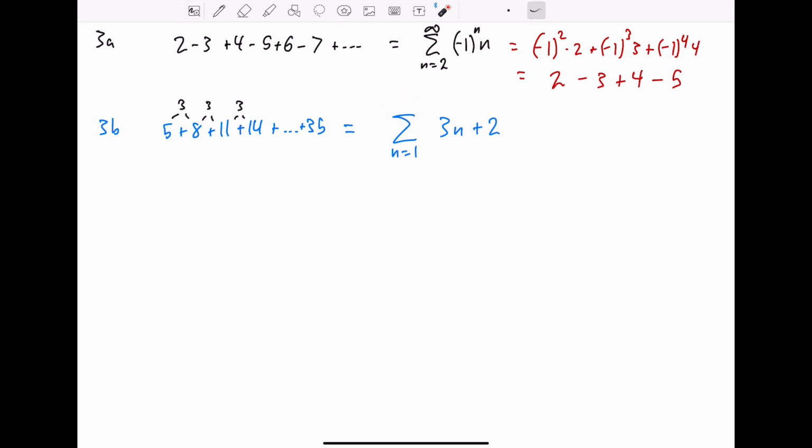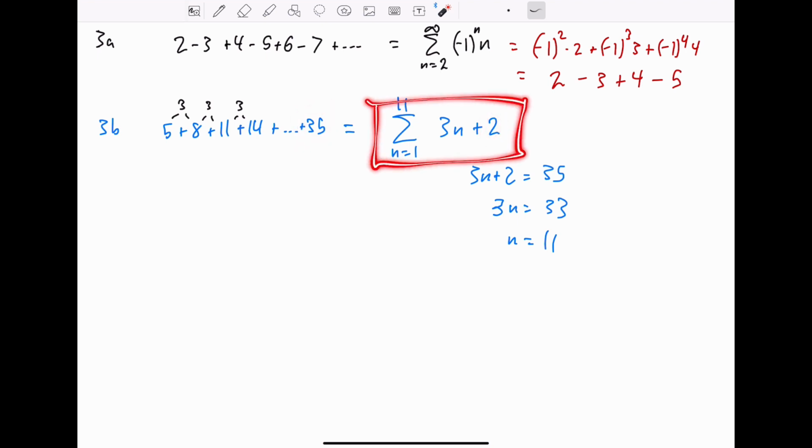Now this ends at 35, so I need to know what's my upper number here. Where do I end? So I want to know where is 3n plus 2 equal to 35? Well, this would be 3n equals 33, so n equals 11. If I go up to 11, then plugging in 11, I'd have 3 times 11, that's 33, plus 2 is 35. So this is a finite sum, and here's the sigma notation for this expression. With a constant difference, we obtain that in the sigma notation by multiplying the constant difference by n.